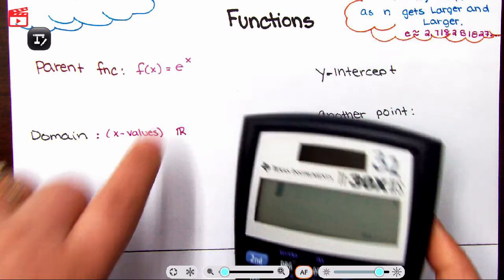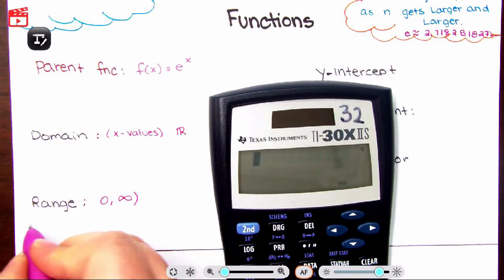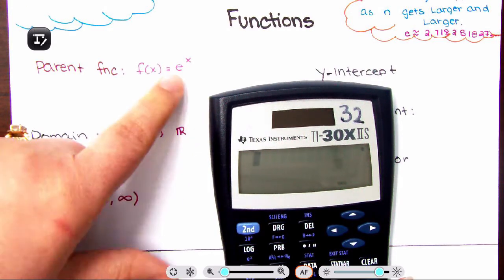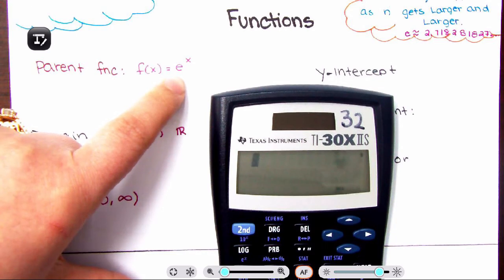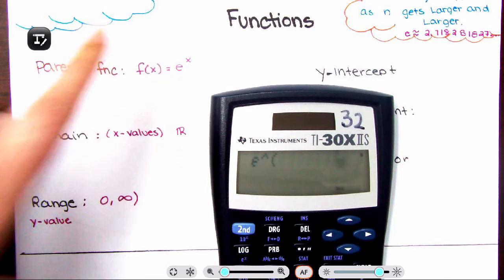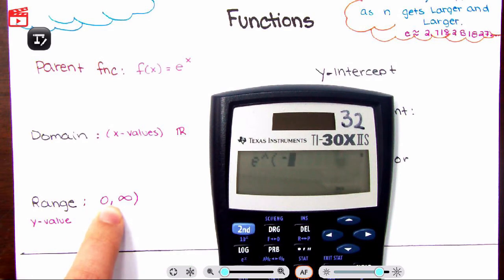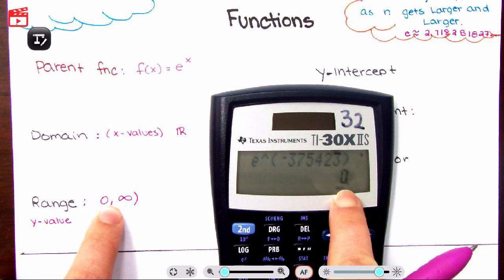Well, let's play around with the parent function. Again, your range is all of your possible y values, or your outputs. So if we have e to the x power, let's take a look here. Where's my e? Let's find this out together. Here it is, e. Oh, that is natural log. Let's do second e. And so you're going to see this. Let's plug in any value. We want a small value because x can be anything. Well, what if x is negative 375,432? And our question is, can it be 0? It approaches 0.